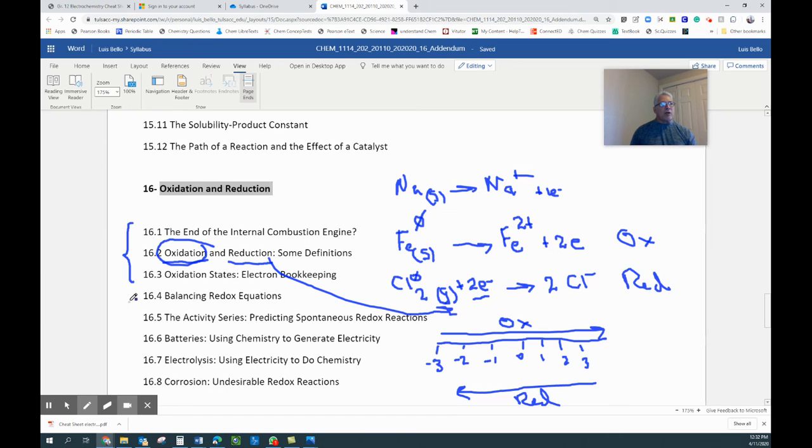We will continue working on balancing redox reactions, the activity series of the elements, and some of the processes where we can see and apply oxidation reduction. Like a battery, which is a spontaneous process that uses a redox reaction. Electrolysis is a non-spontaneous redox reaction, and we use that also for many industrial applications.